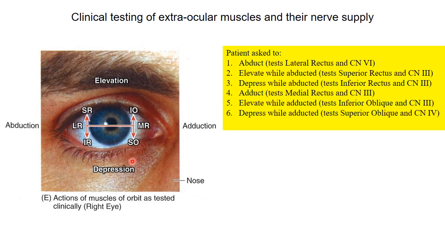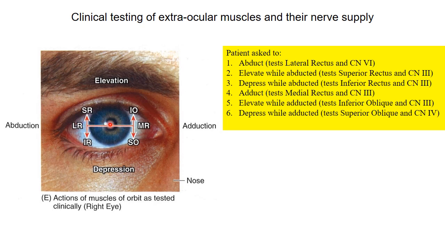That's basically the sequence. Now, something odd about this you might notice. Let's see how much of this makes intuitive sense. Asking the patient to abduct, look out. Sure, that tests the lateral rectus. That's pretty straightforward. Now we ask the patient to look up, to test the superior rectus. Now we said the superior rectus is an adductor of the eyeball. We're asking the patient to look out first to test it, and then down to test the inferior rectus, which is also an adductor.